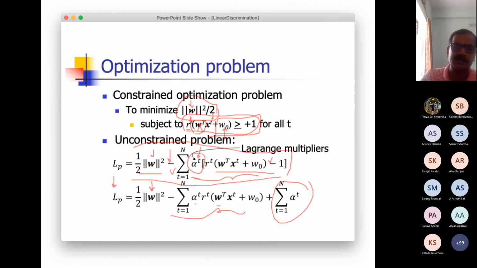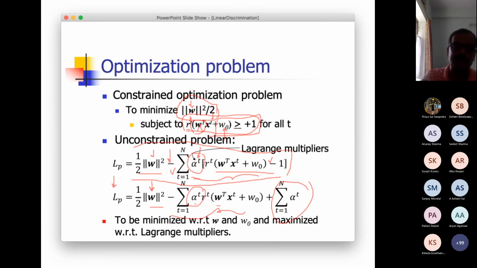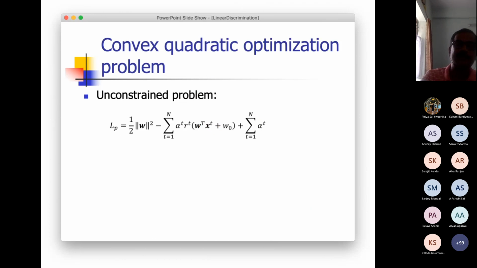Now you will see that we can convert this problem into an optimization problem only of alphas. That means we can eliminate the task of computing W. We can compute first all the alphas, all these Lagrange multipliers, and then W can be derived from there. So that is the conversion with respect to this. So let us see how this transformation is done.